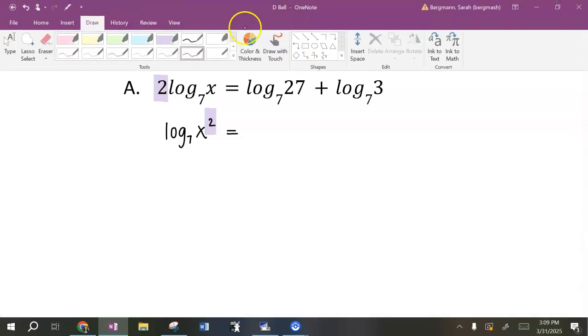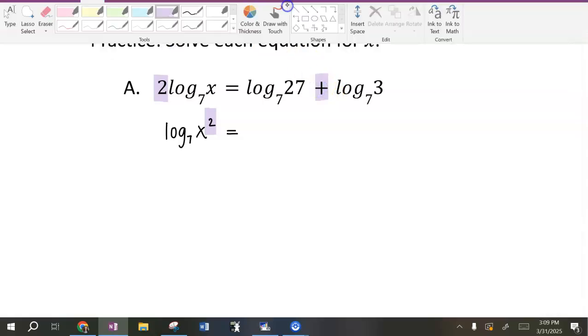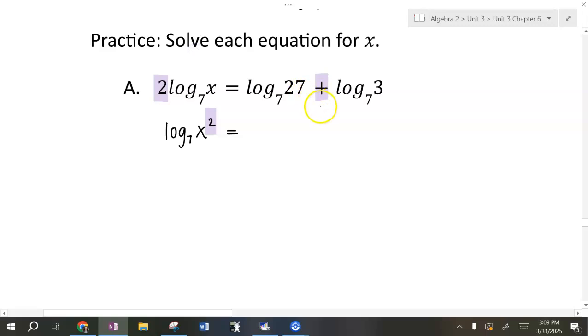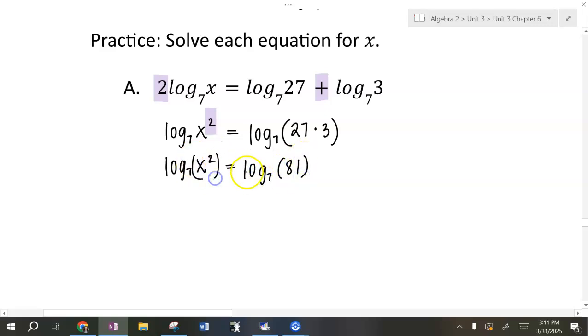On the right side, I noticed that I have two logs and they're added together. Remember, adding, I would have to use my product property. They're like terms, they're both log base 7, but to combine them together, I do log base 7 and I multiply 27 times 3. Okay, so to simplify this, you're going to do log base 7 of x squared equals log base 7 of 81. Now, since they're both log base 7 on both sides, and you have a log on both sides with the same base, this is where you can use the one-to-one property.